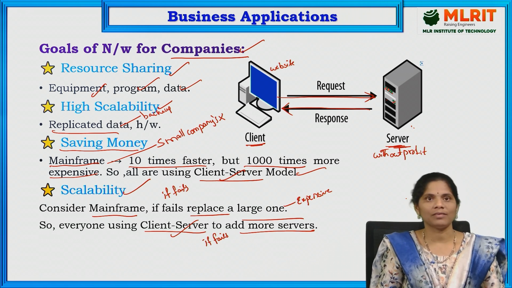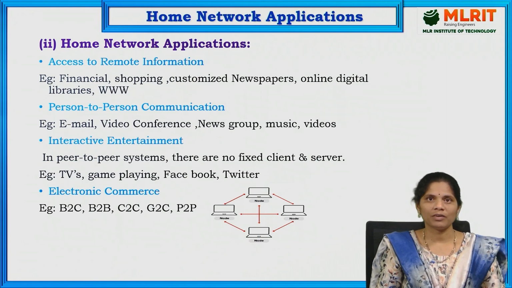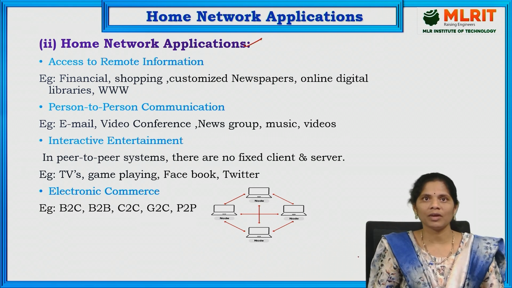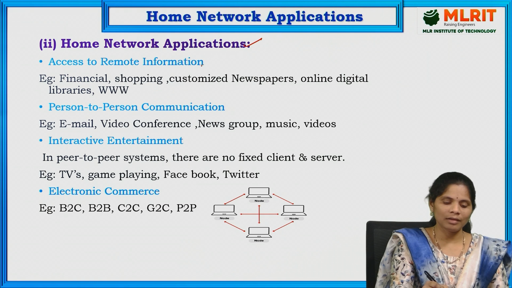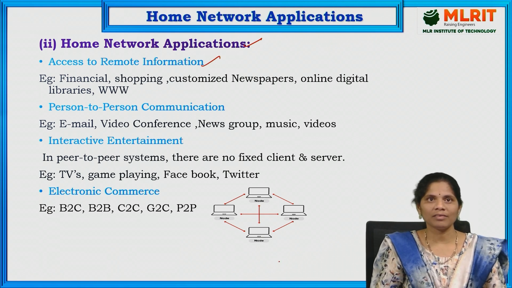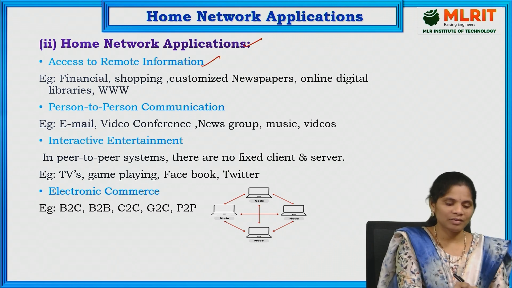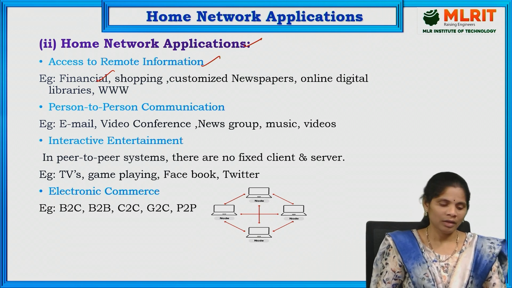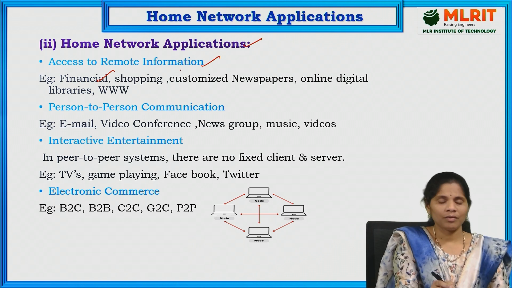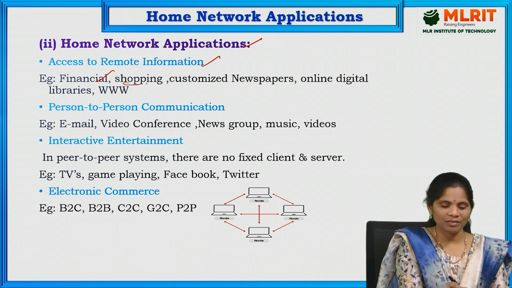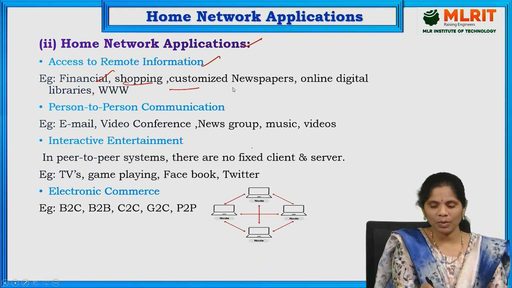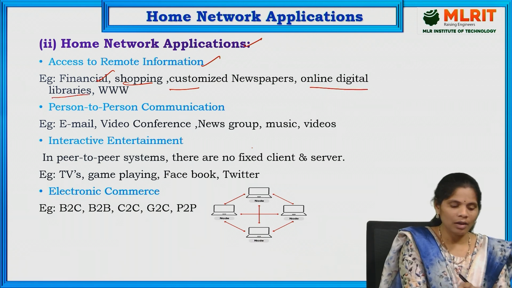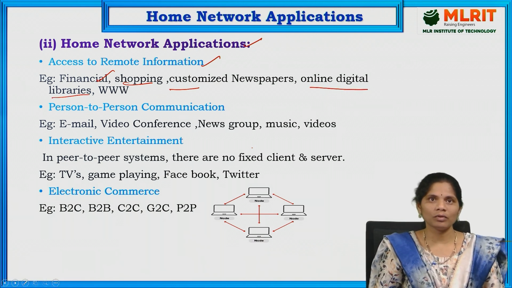And the next one is home network applications. In home network applications we are using computer networks to access remote information. If I want to access information remotely, we are using home network applications. Those are financial, shopping, customized newspapers, and online digital libraries. All are examples of access to remote information.